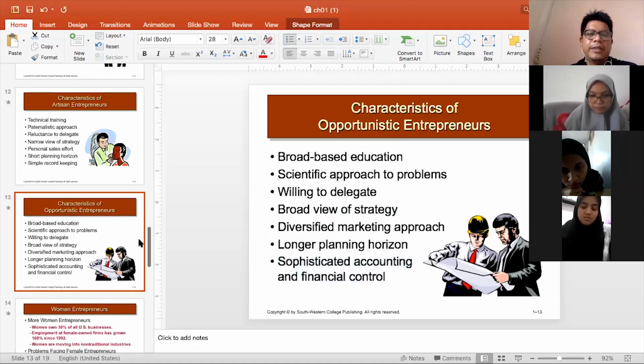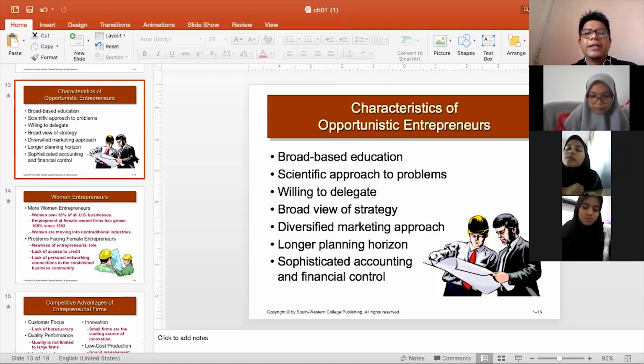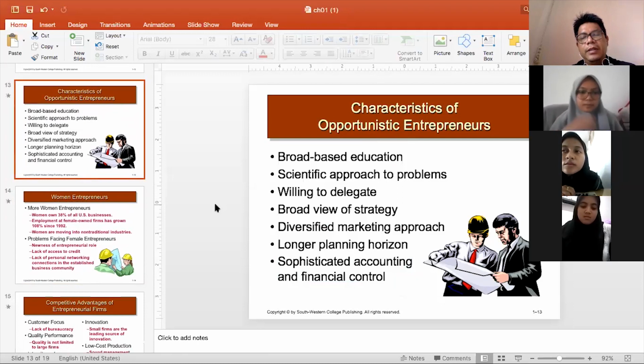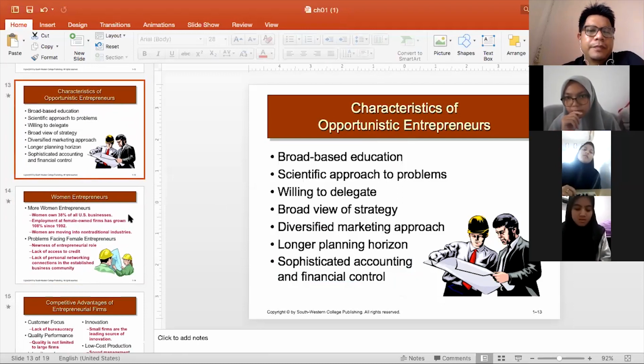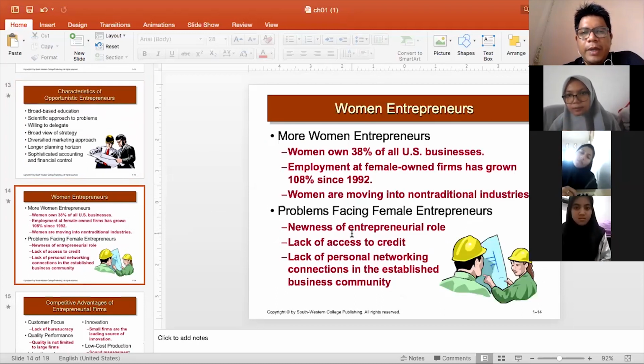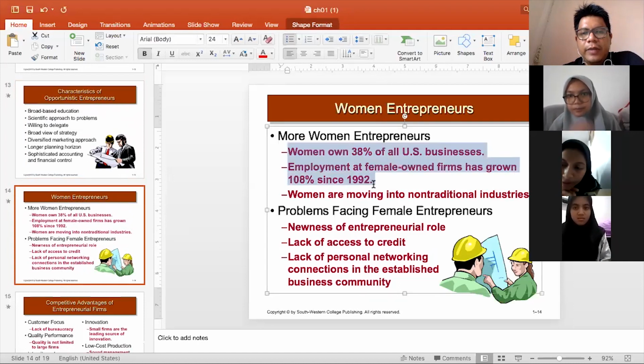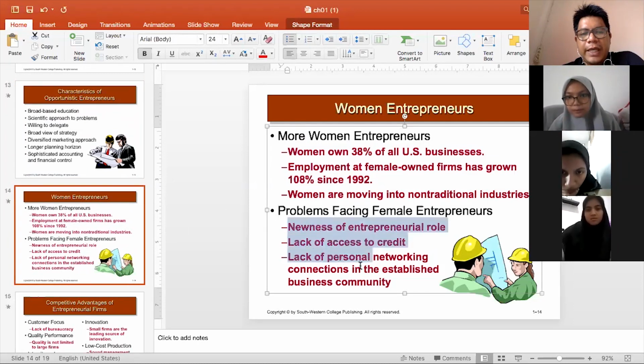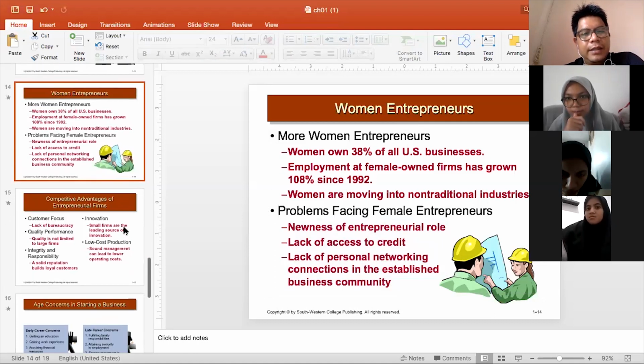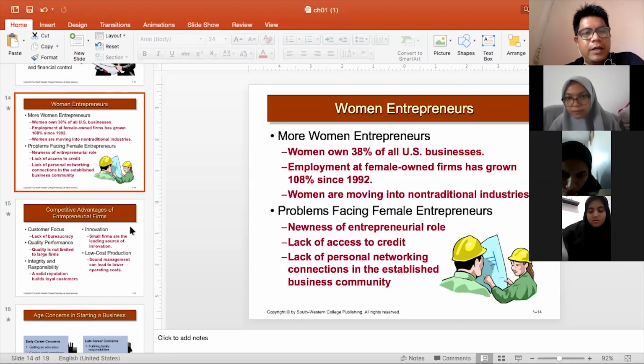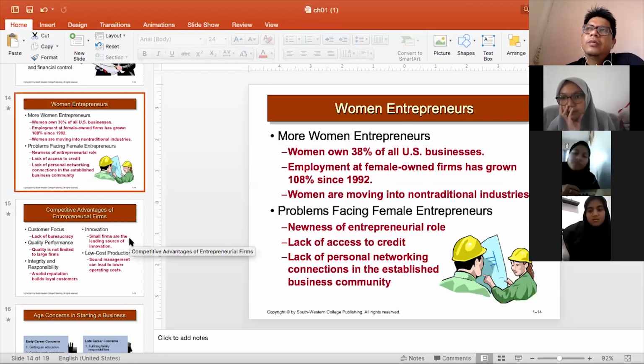Characteristics of opportunistic entrepreneurs: you will be like the opportunistic entrepreneur if you enter the entrepreneurs' world after your graduation. Women entrepreneurs. This is the story in the US, actually, but it's not really supposed to be like this. They say there is a lack of personal networking. Some women have good networking as well, not all of them. But in the US, you must know, women don't have the same opportunity as men.